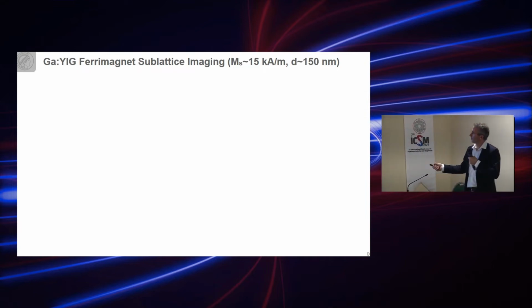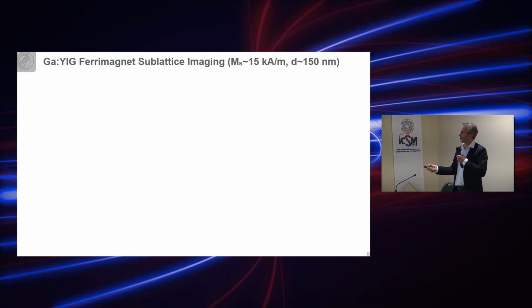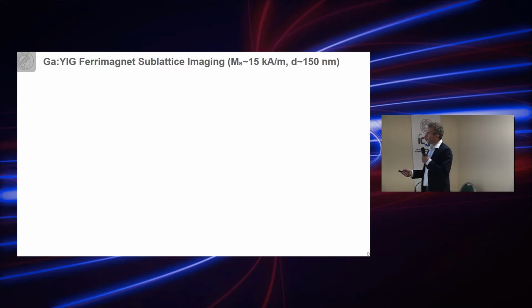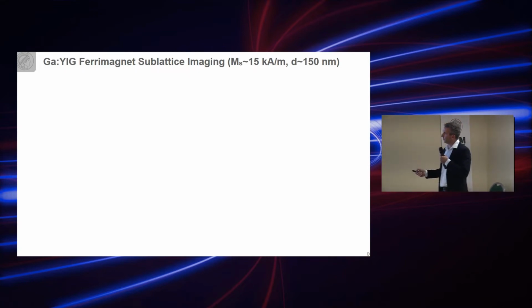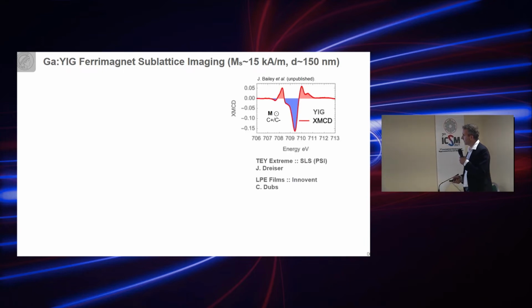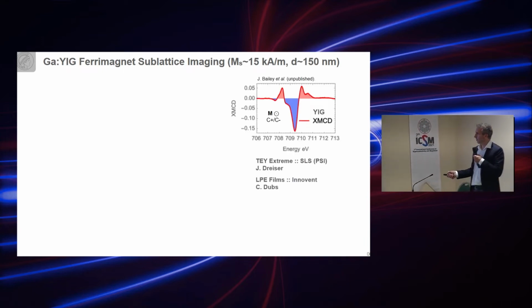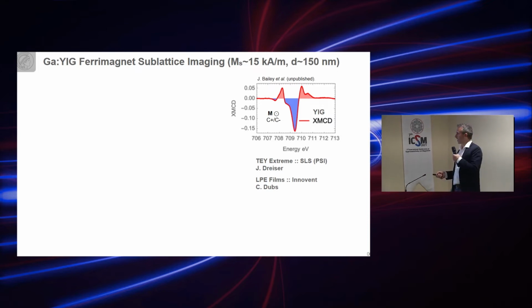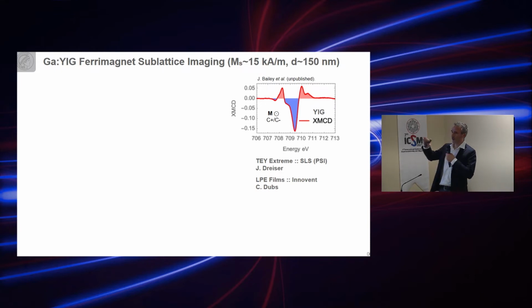So we were looking into a derivative of yttrium iron garnet, doped with gallium, which leads to a very low saturation magnetization. These films were also grown by Carsten Dubs from Innovent. Now this is already a relatively small magnetization, close to compensation, so for normal methods that probe the magnetization, that would already lead to a small signal.